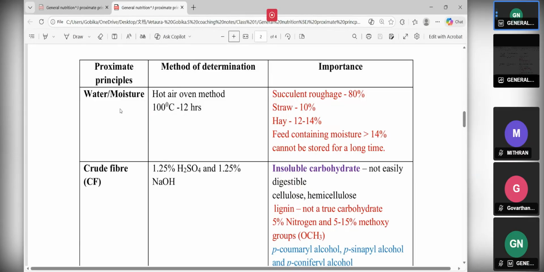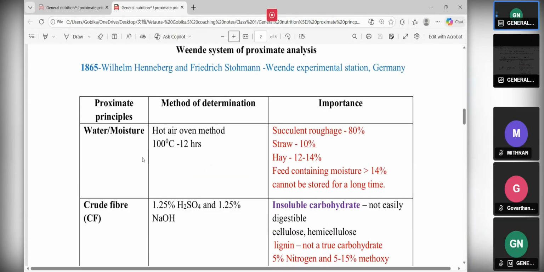In that, moisture will be the first one. Then, in the aspect of proximate principles, we should know only what the six components are, how to determine them, and also some important points regarding those parameters. So, coming to water and moisture, it is determined by the hot air oven method. Mostly, it is done at 100 degrees Celsius for 12 hours. So we should know the duration and the degrees Celsius we are maintaining, and the instrument we are using for determination, that is the hot air oven for moisture estimation.